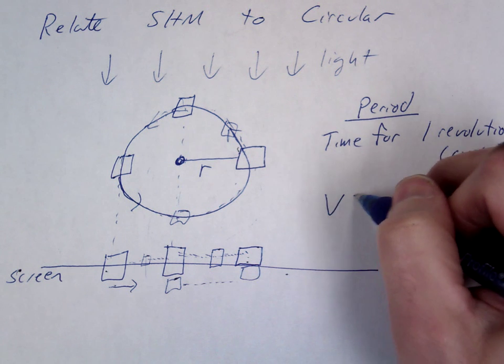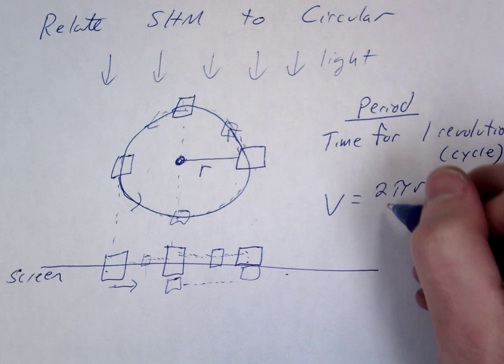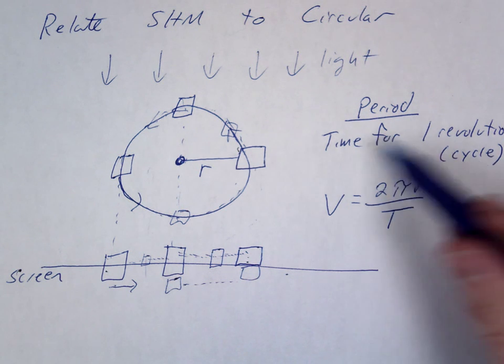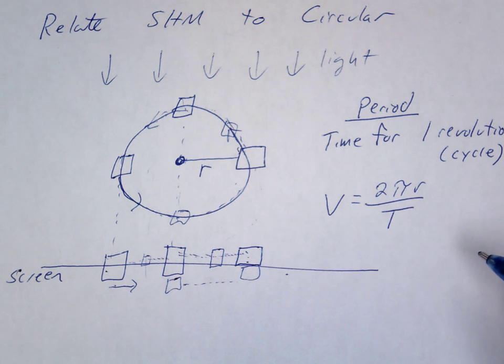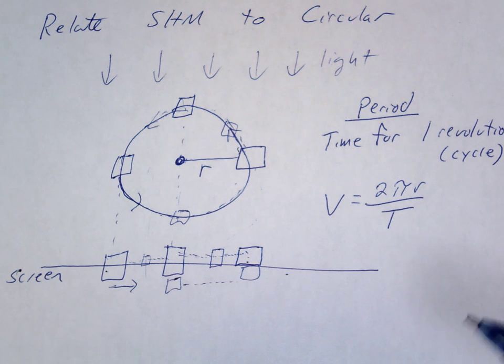So remember we said velocity is equal to 2 pi r over T, where T is the time for one revolution, right? The time for one cycle. So that's how we do it for a circle. We're now going to relate this to springs.